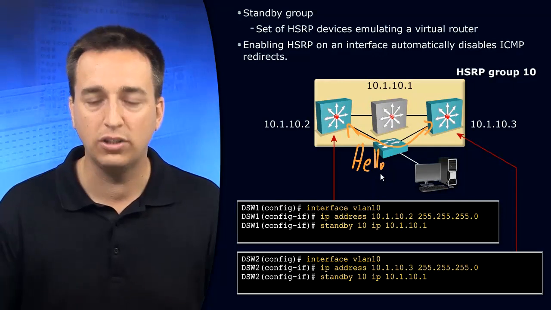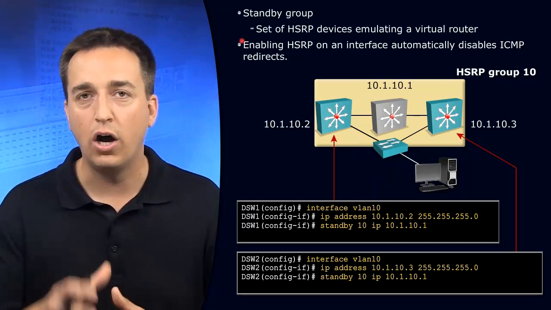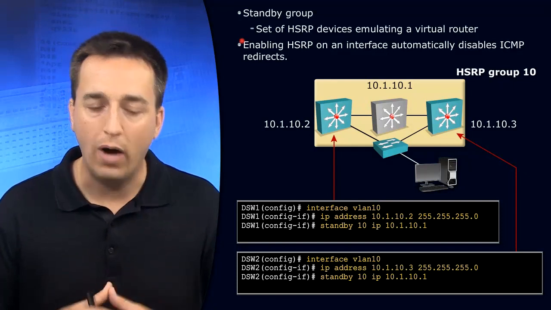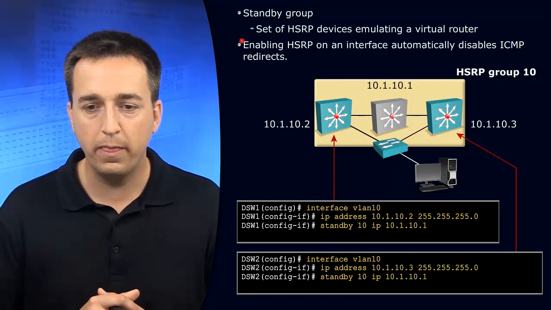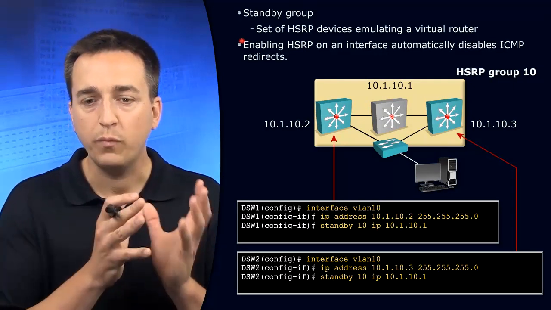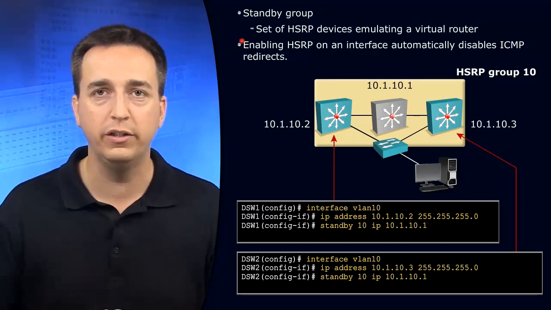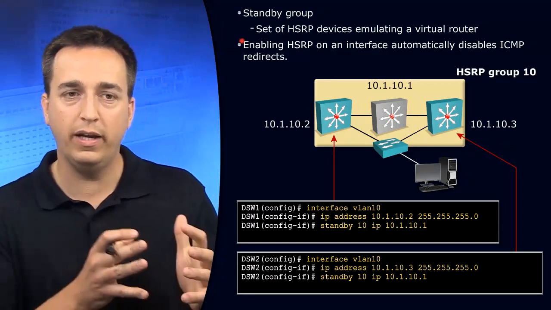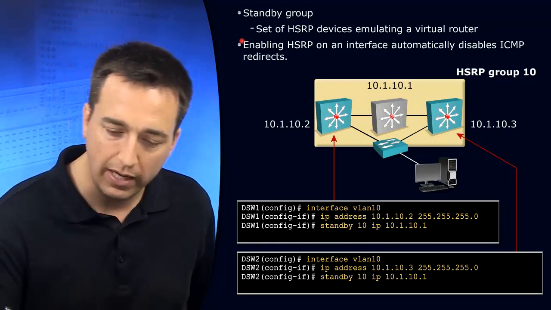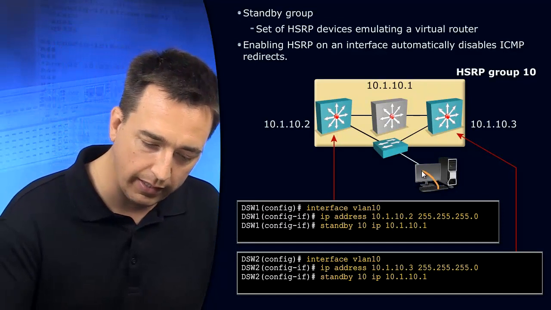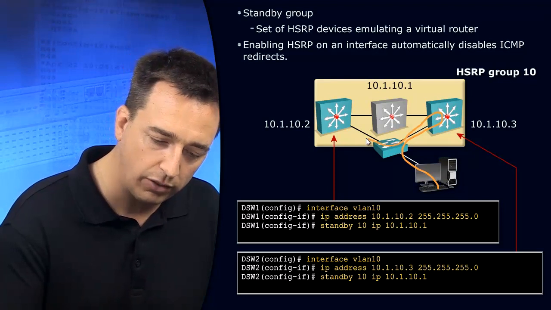When we enable HSRP, ICMP redirects are automatically shut off. Why is that? ICMP redirects are utilized by routers to inform clients of a better path to use if the path they sent their packet on is suboptimal. For example, if the client was sending its packet this way, an ICMP redirect might say, oh, wait, no, you went to the wrong device. You want to go this way.